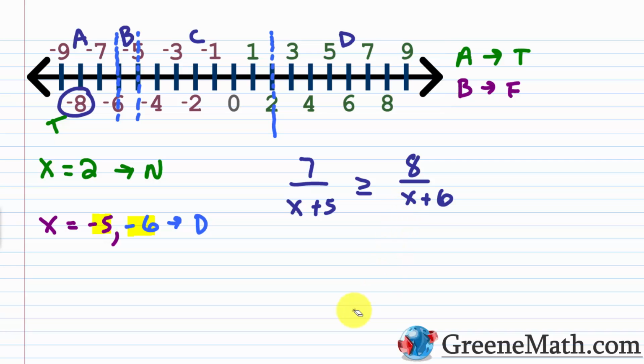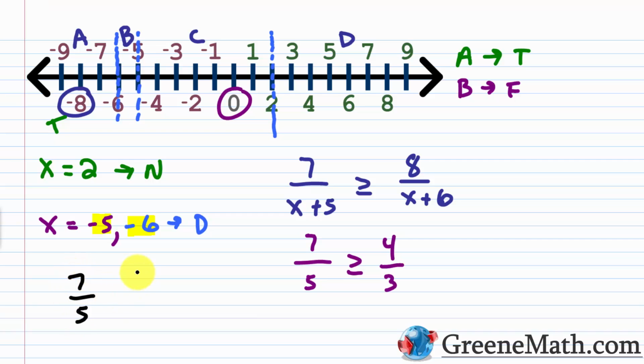So we have 0 there. 0 is really easy to work with, so let's just choose that. We have 7 over 0 plus 5, which is 5, is greater than or equal to 8 over 0 plus 6, which is 6. You can reduce 8 over 6 if you want to. Divide each by 2. 8 divided by 2 is 4. 6 divided by 2 is 3. Now, again, I don't know off the top of my head if 7/5 is a larger value than 4/3. I know it's not equal to 4/3, but again, I can check by cross multiplying.